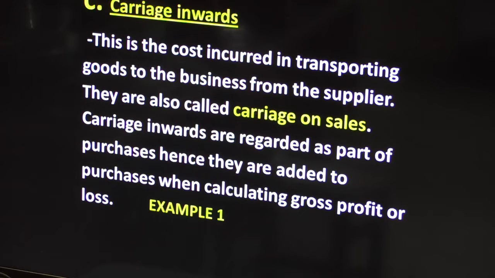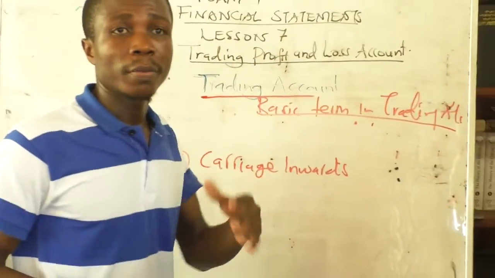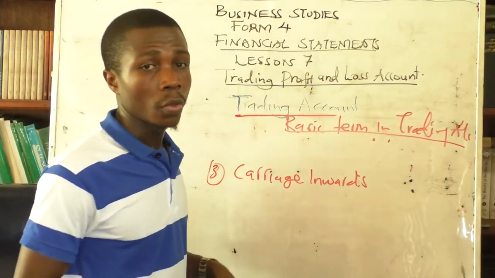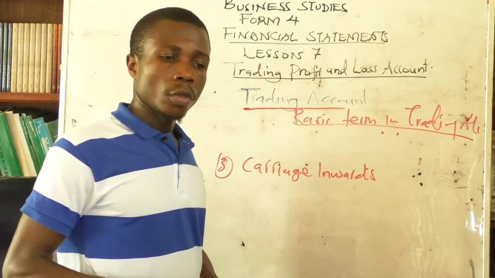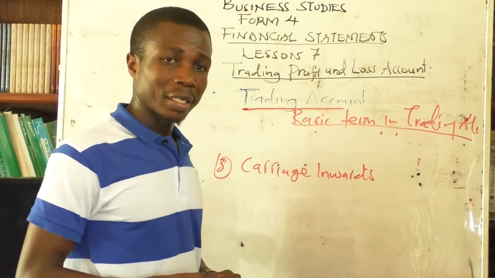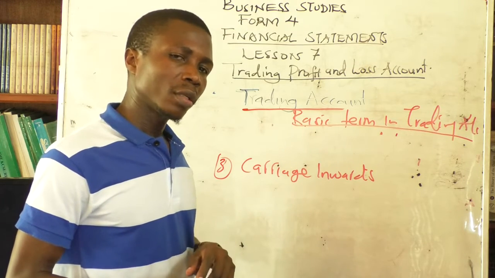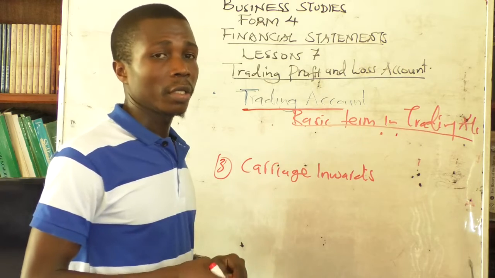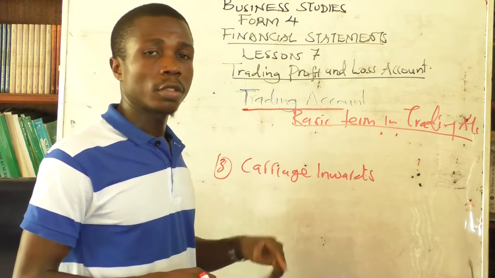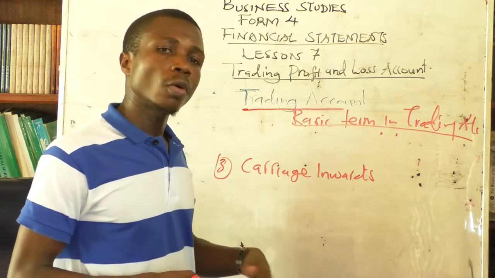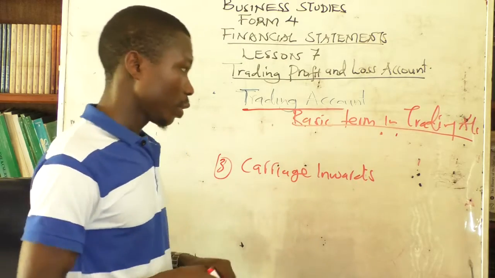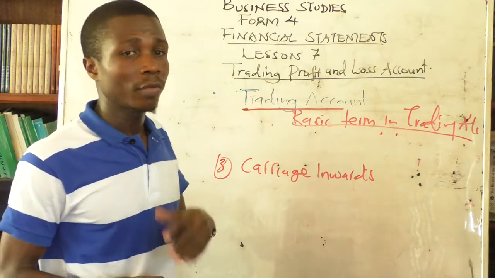So carriage inwards is the cost incurred in transporting goods to the business from the supplier. It's like the transportation cost when you are bringing goods from the supplier, a person that has sold the goods to you. So for example, you are from Nairobi and you bought a car, let's say from Mombasa. The transportation cost for that car to reach Nairobi is part of the purchase, and it's known as carriage inward. So it's always added to the price of the purchase, or the price of that car.